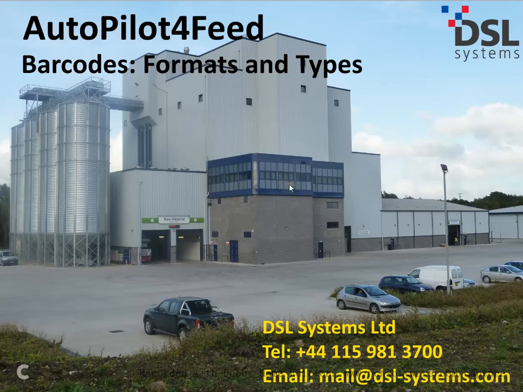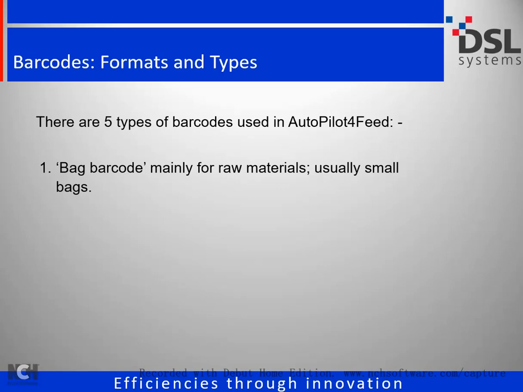Welcome to the tutorial on barcodes and how they're used in AutoPilot4Feed. There are 5 types of barcodes used in AutoPilot4Feed. First of all, what we call a bag barcode, mainly used for raw materials added by hand and usually in small bags.